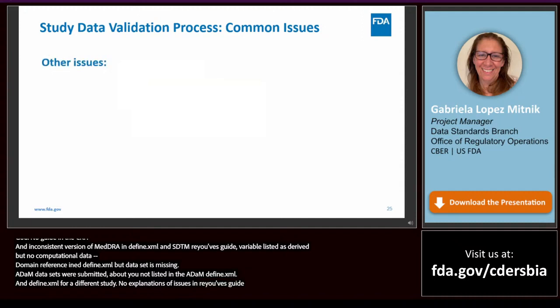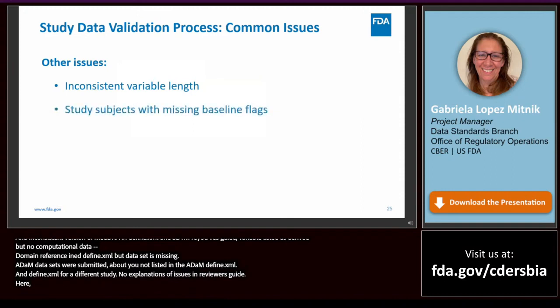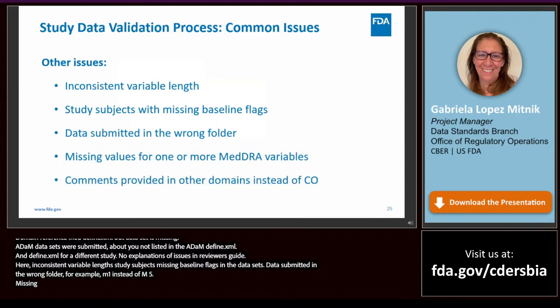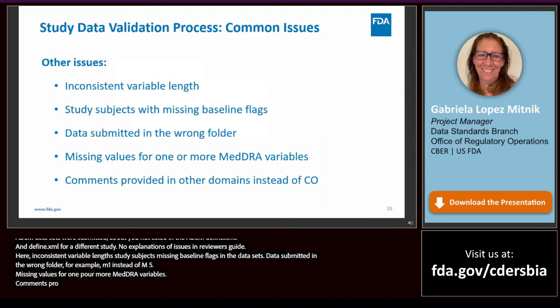Here there are some other issues that we observe. Inconsistent variable length across different domains. A study subject with missing baseline flags for test presence in the dataset. Data submitted in the wrong folder, for example in M1 instead of M5. Missing value for one or more MedDRA variables. Comments provided in other domains like SUPPQUAL instead of the comments domain.